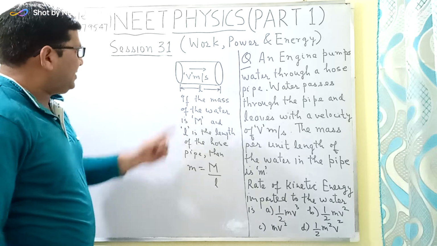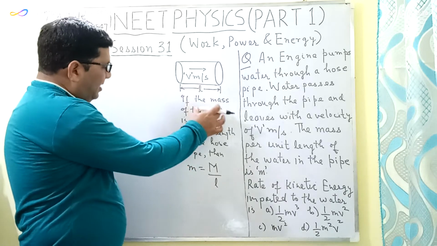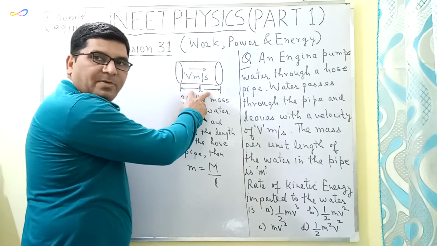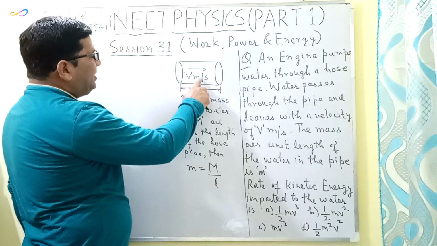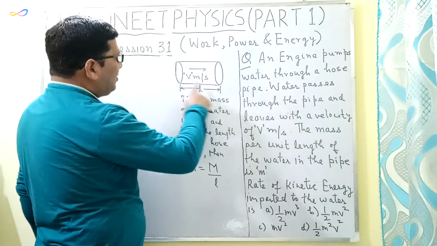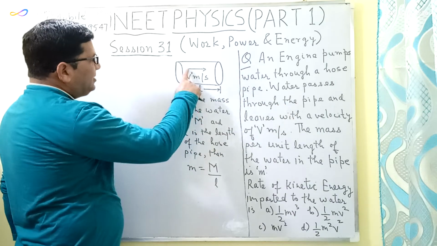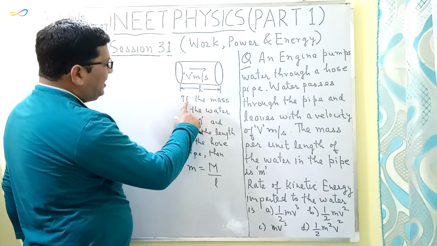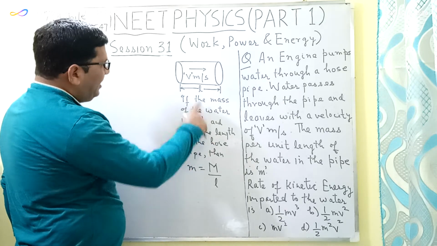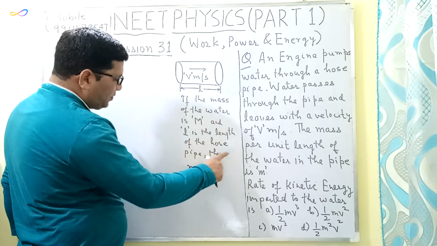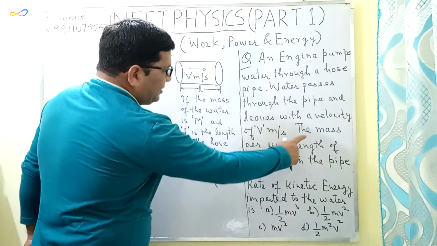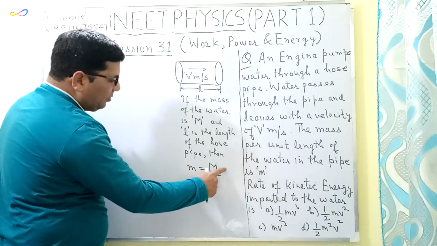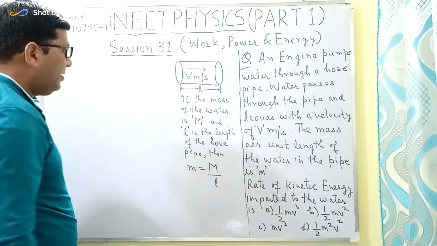So in order to save time, I have drawn here one figure, and in this figure I have taken the length of the hose pipe as small l, V meter per second. This is the velocity of the water which is passing through this hose pipe in the direction given by this arrow. And here I have considered that if the mass of the water is capital M and small l is the length of the hose pipe, then the mass per unit length, which is given as small m, will be equal to M by l.